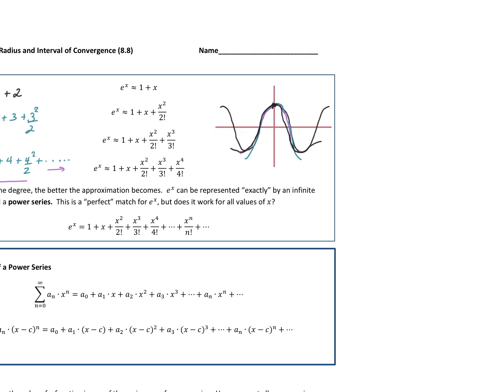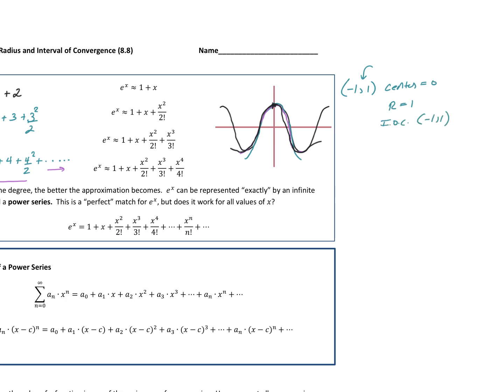More often than not, we're going to get it to converge between 2 values. So let's say, for example, we come up with, let's say, -1 to 1. It converges for just those x values. For something like this, the center would be 0. It's right in the middle. The radius, so this would be a center of 0, radius of 1, because 0 is in the middle, I go out 1 to either side, and this would be called the interval of convergence, -1 to 1.